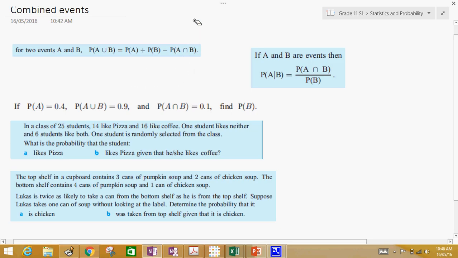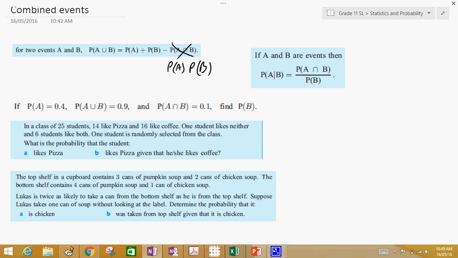Similarly, they also tell you that if the events are independent, the probability of A and B is equal to the probability of A times the probability of B. So instead of using this, you could use this instead. You could use the probability of A or B is equal to the probability of A plus the probability of B minus the probability of A times the probability of B. And that's if they're independent.